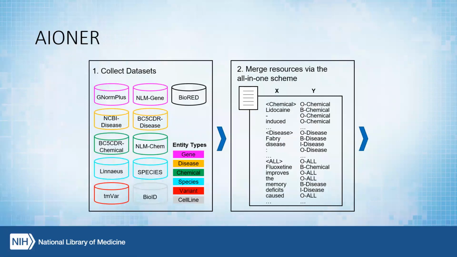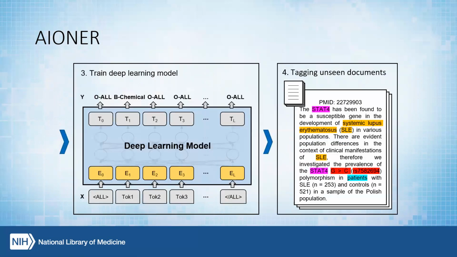Our AIONER system proceeds in 4 stages. The first 2 steps collect the 10 corpora used for training and unify them into a single collection using the all-in-one tagging scheme. Then we train a deep learning model on the data. This work primarily uses PubMedBERT, a biomedical BERT model pre-trained on abstracts and full texts. That model can then be applied to documents which were previously unseen.